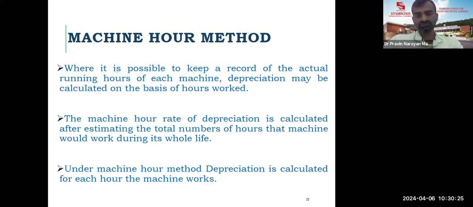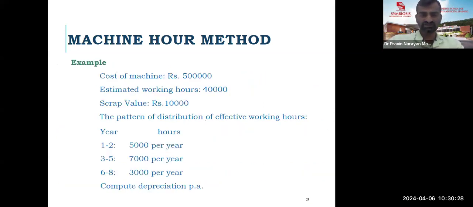Simple usage based depreciation. So let's understand with an example. The cost of machine is 5 lakhs. Estimated working hours is 40,000. Scrap value is 1 lakh. The pattern of distribution of effective working hours is first 2 years 5,000 hours per year, 3 to 5 years 7,000 per year, 6 to 8 years 3,000, and compute depreciation.